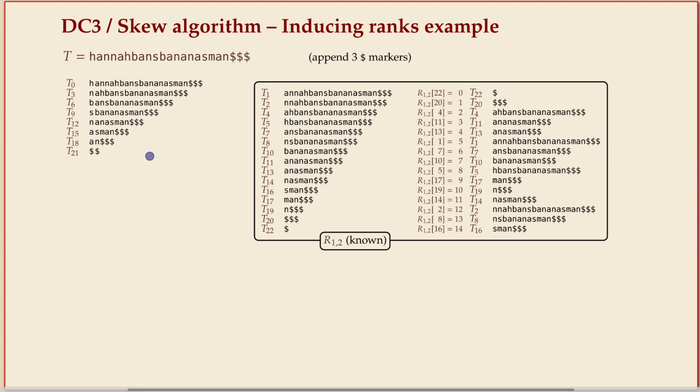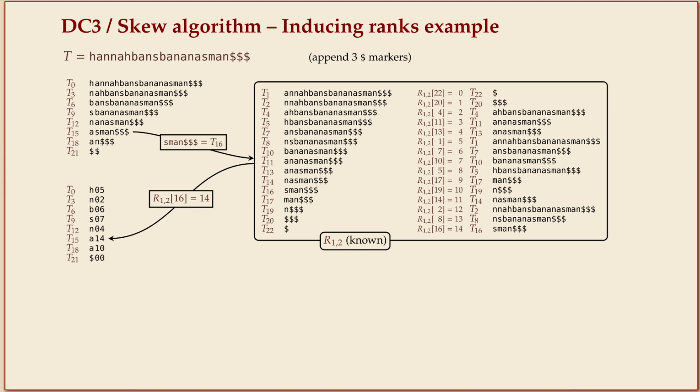Here are the suffixes that we would like to sort now. That's the ones that start at multiples of 3. And here are all the others, which we have recursively sorted. So here they are in sorted order. And here's their rank array. I don't know if it's big enough to read, but you can check the slides if you want.